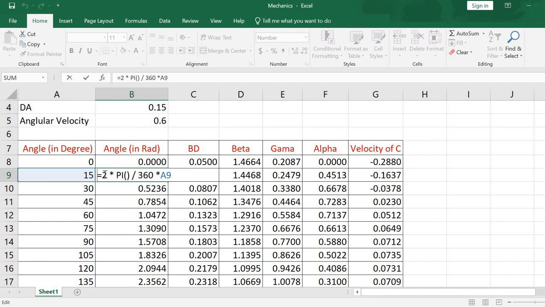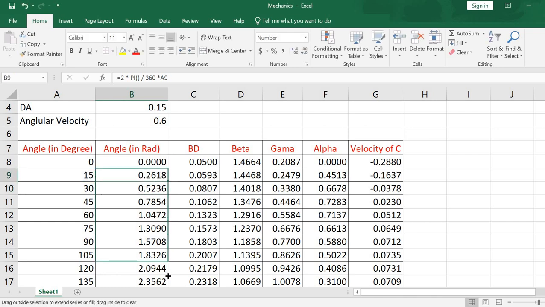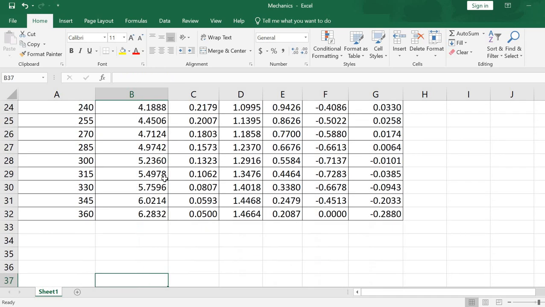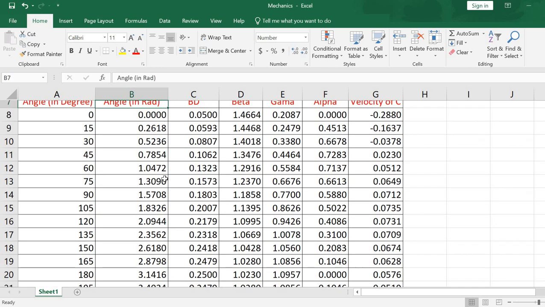So I'm going to write the equal sign. After that, I'm going to multiply 2 into pi. After that, I'm going to divide it by 360. From that, I'm going to multiply by this degree, 15 degrees. So I'm going to use this A9. After that, I can directly use the drag option and find the value for all angles in radians. So this is the second step.